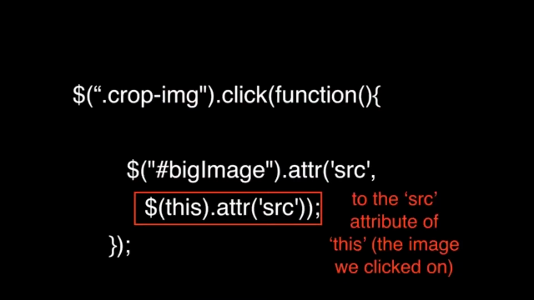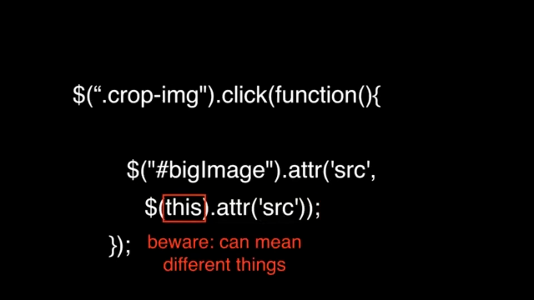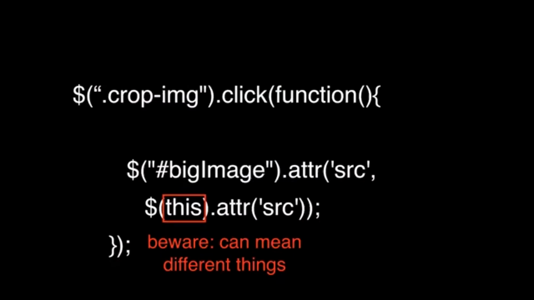I just want to say one last thing, which is to be a little bit careful with this, because it can mean different things in different contexts. So as long as you're in an event function like click or one of the other ones like hover or mouseover, it means the HTML element that the event happened to. But in different contexts, it means different things. It's quite a complex and difficult feature of JavaScript. So at this moment, I would stick to using it within this context of events.